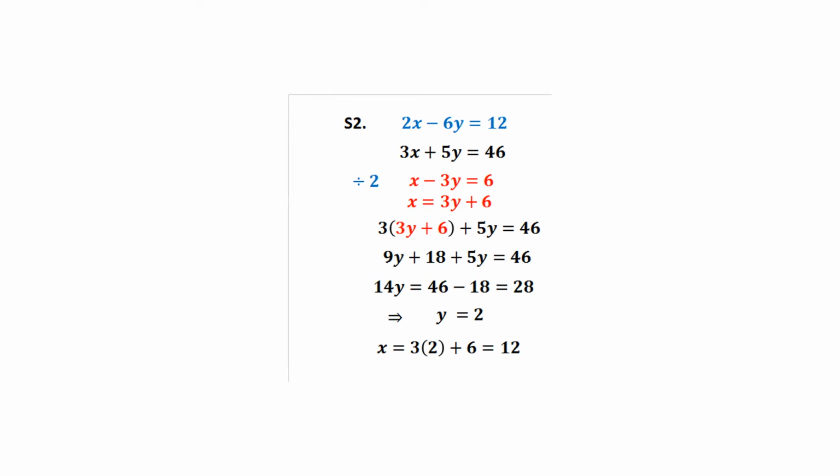Now, we should check our answer in each equation. So x is 12, y is 2. In the first one, 2 times 12, that's 24, minus 6 times 2 is 12, that is 12. And in the second equation, we have 3 times 12 is 36, plus 5 times 2 is 10, and that is 46. So when you check your answer, it has to check in both equations.